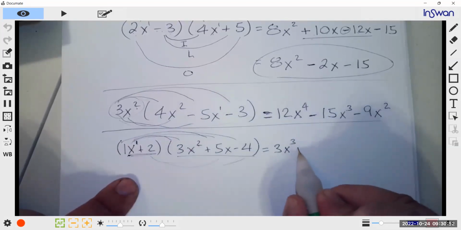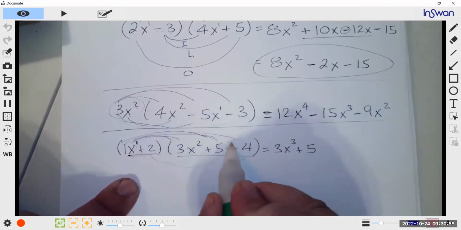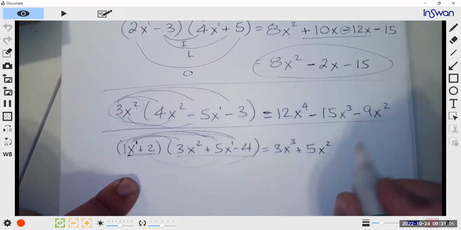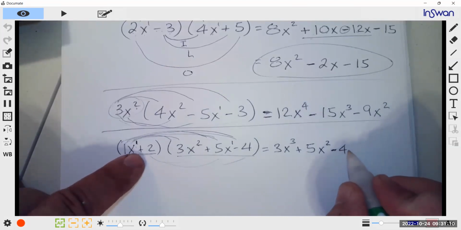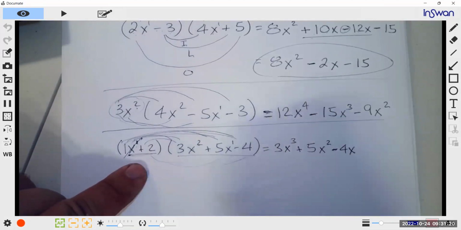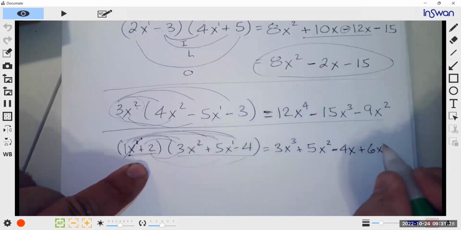Positive times positive is positive. 1 times 5 is 5. 1x, 1x, so there's 2 x's. Positive times negative is negative. 1 times 4 is 4, and there's only 1x. So that's done for the first one. I got my 3 terms. Now the second one, positive times positive is positive. 2 times 3 is 6, and it's x squared.